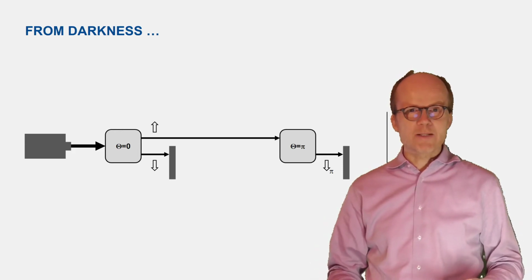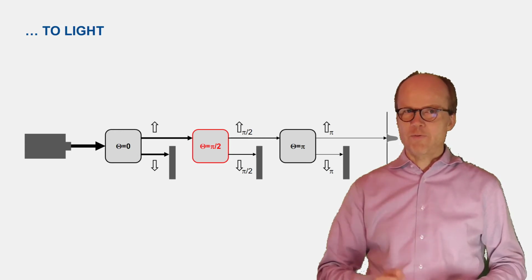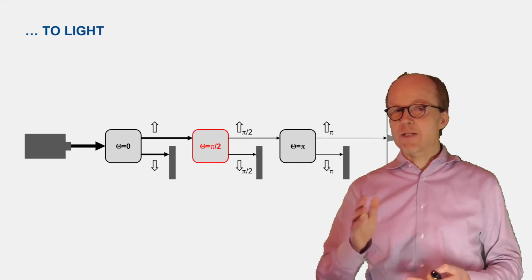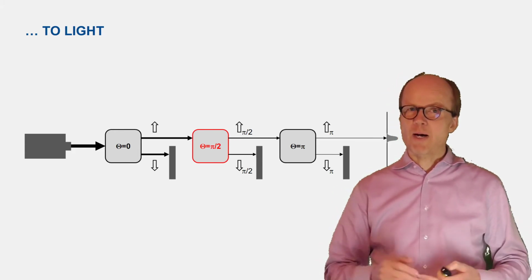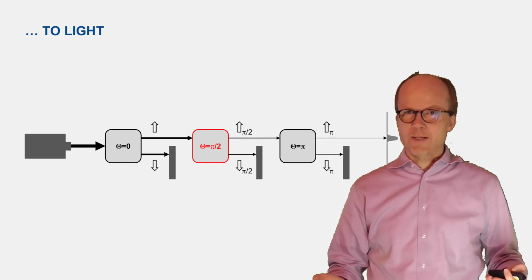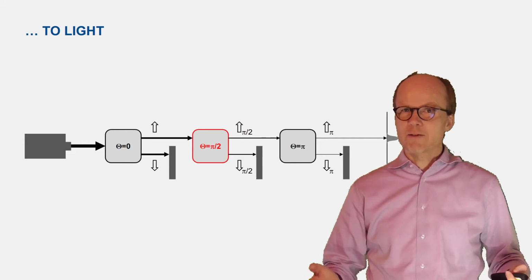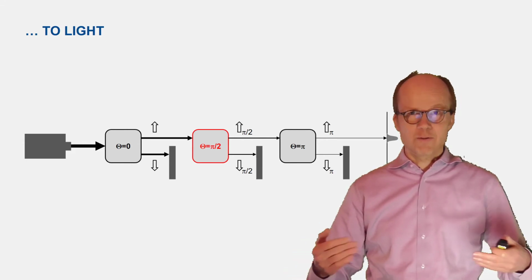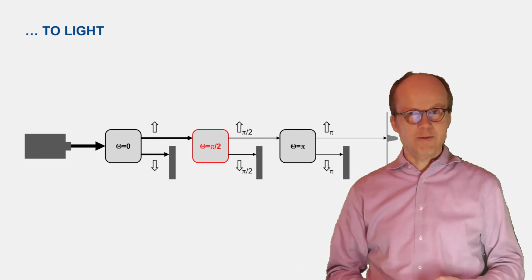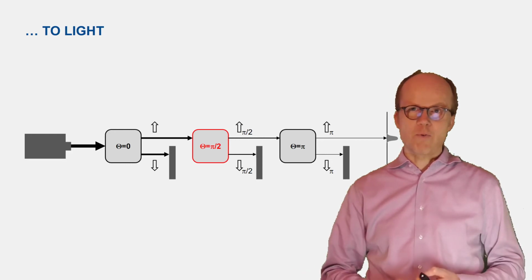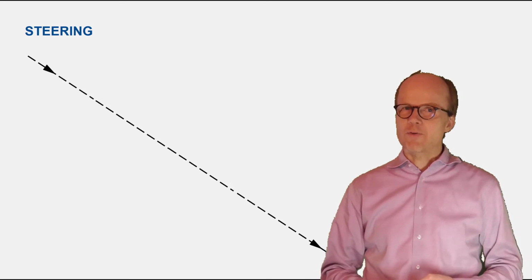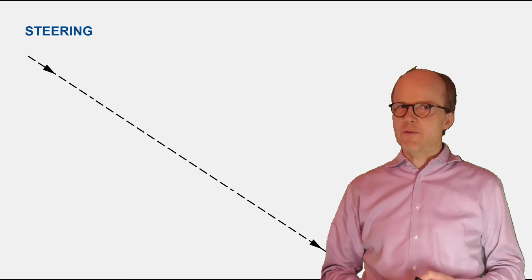However, if you place in the middle a third filter with an intermediate setting, here pi over 2, then suddenly some particles will pass again. So it is no longer true in the quantum realm that the more filters you have, the smaller the intensity of the beam. Rather, you can increase the intensity of the beam by adding more filters. This allows you to do something which is called steering.